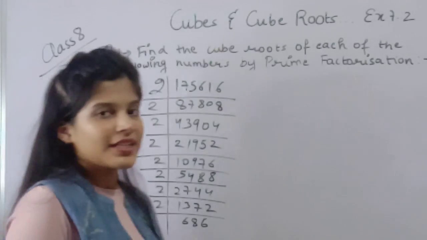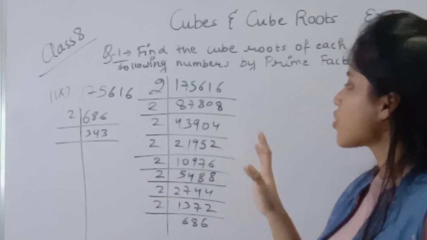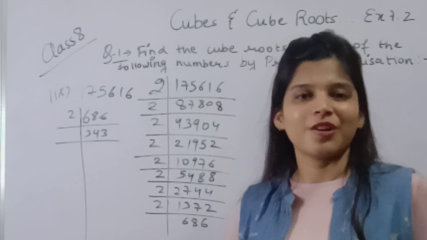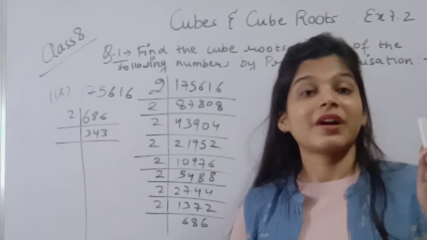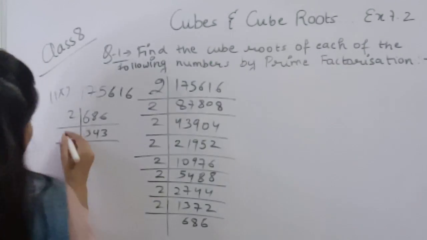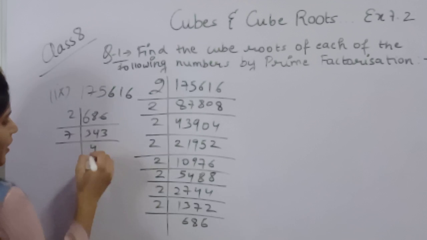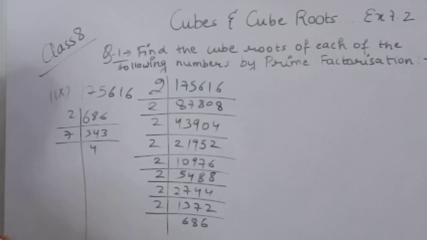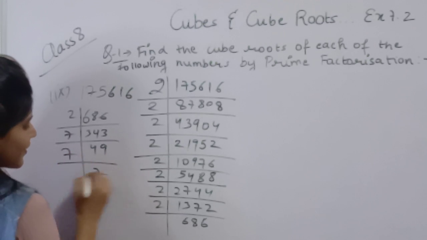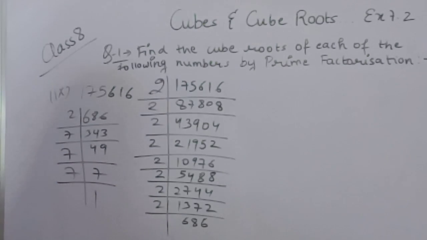Now 343. 343 is not a multiple of 2. 343 is not a multiple of 3 also. But 343 is a multiple of 7. Okay, so 7 4s are 28, 7 9s are 63, 7 7s are 49, 7 1s are 7.